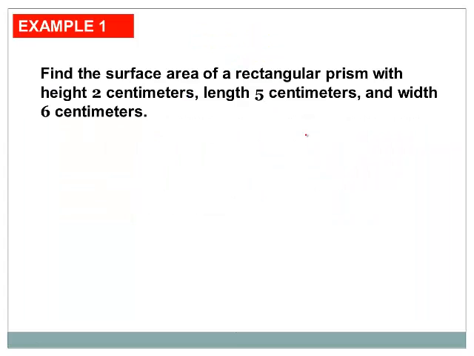Okay, so now we're going to get into the actual calculation of things. Example 1 says find the surface area of a rectangular prism. So it tells us it's a rectangular prism, which means I'm going to have two rectangles, one on the bottom, one on the top, and it tells me the height is 2 centimeters, the length is 5 centimeters, and the width is 6 centimeters.